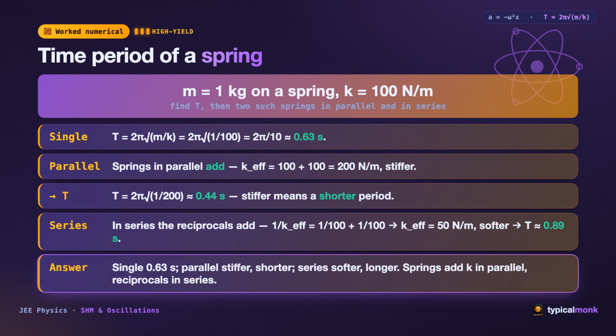So the answer? The single spring, 0.63 seconds. Parallel is stiffer and shorter. Series is softer and longer. Springs add their k in parallel and add reciprocals in series.